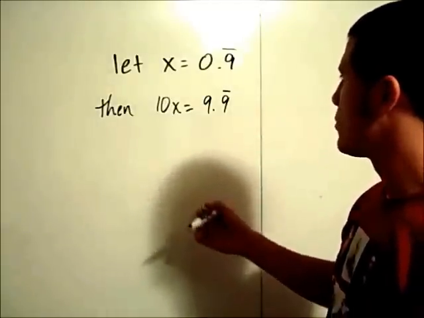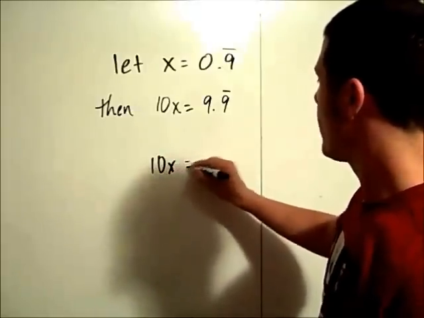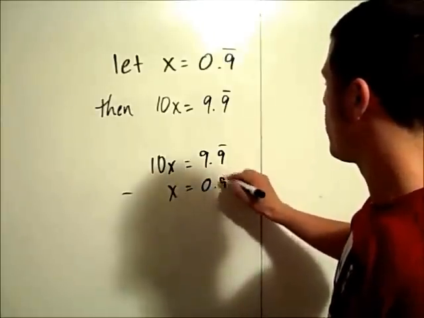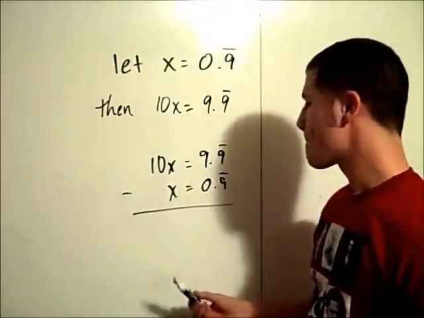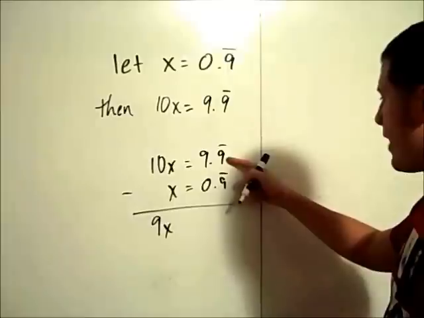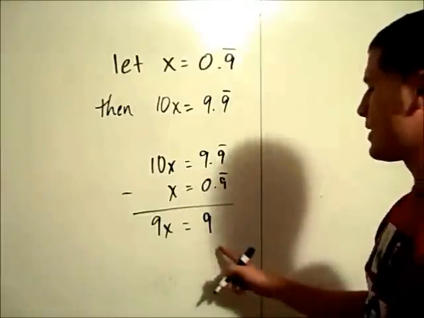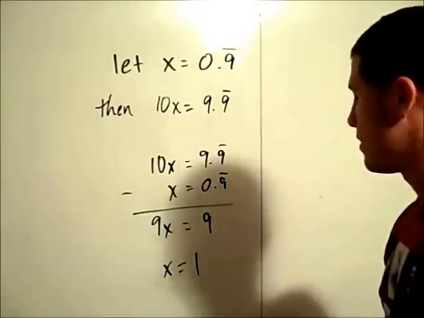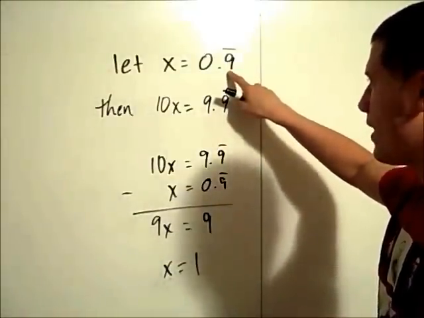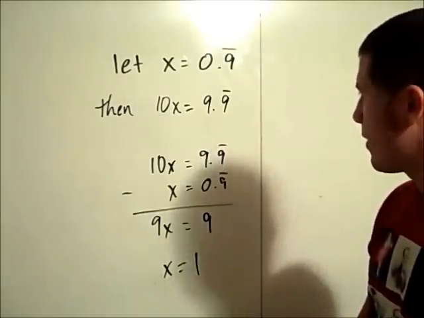Well, then what we can do is subtract this equation from this equation. So we can say 10x equals 9.9 repeating, minus x equals 0.9 repeating, equals. 10x minus x is 9x, and 9.9 repeating minus 0.9 repeating is 9. We divide both sides by 9, we get x equals 1. Therefore, 1 is equal to 0.9 repeating. Okay, so that one's a good one.